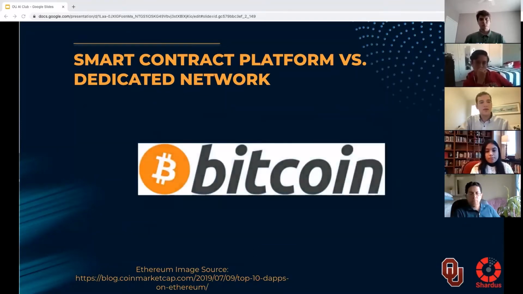A dedicated network is something like Bitcoin, where Bitcoin is just Bitcoin. The decentralized network is totally dedicated to Bitcoin. It doesn't share any of the computer resources with other applications, and no other applications are being built on top of the Bitcoin blockchain network.